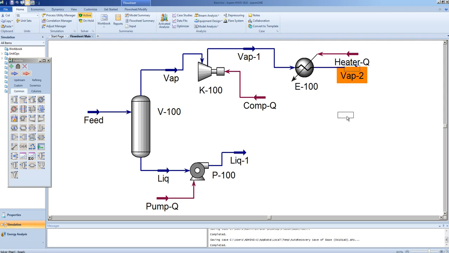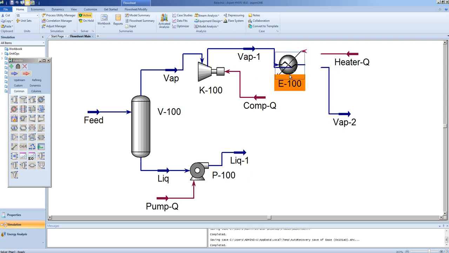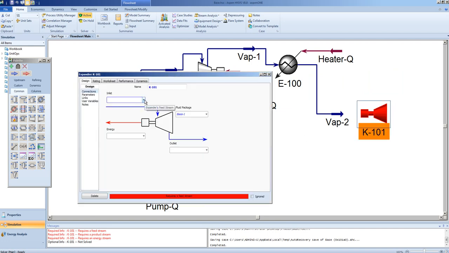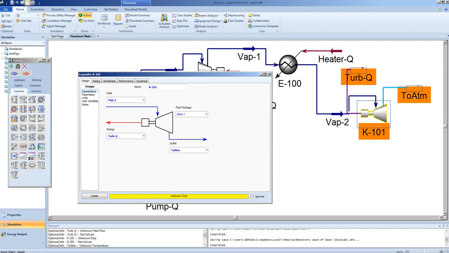Now this is not usual for a particular process, but I'm doing this to illustrate how you would use an expander to recover energy. This is an expander. It is basically a turbine. Here we add the expander. We would put VAP-2 as the inlet, in this case 2 atmospheres will be our outlet, and we will add an energy stream or an energy variable. We will call this turbine-Q, and again we will not know its duty.